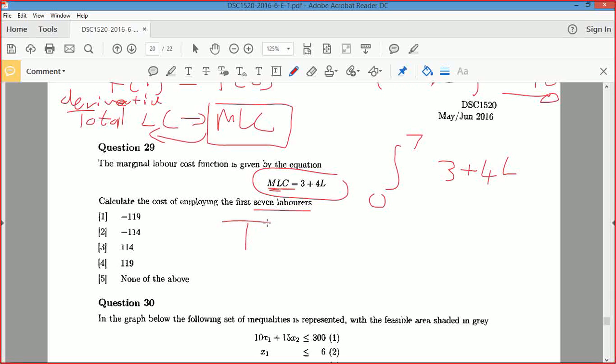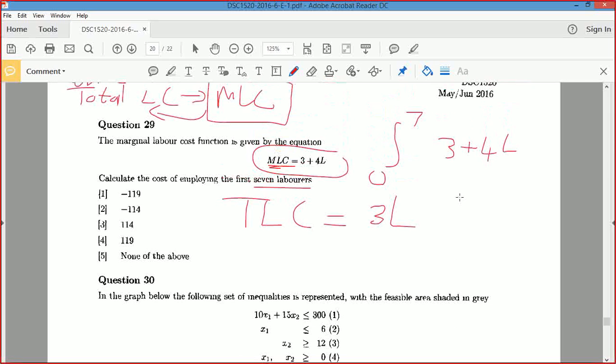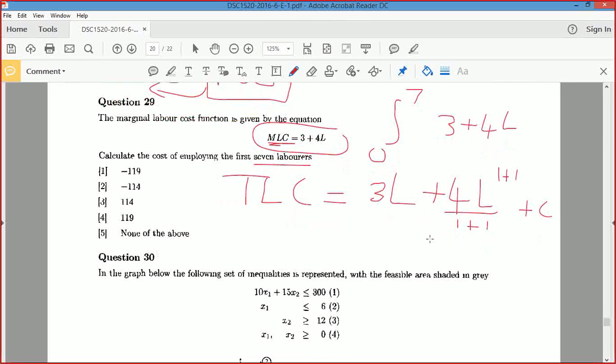So total labor costs equals, what's the integral? Well, 3, I put an L here, because what's the derivative of 3L? 3. I'm moving backwards. Then I want the 4L, 1 plus 1 over 1 plus 1, plus C. So 3L plus 4 over 2 is 2L squared. That's the TLC, total labor costs.